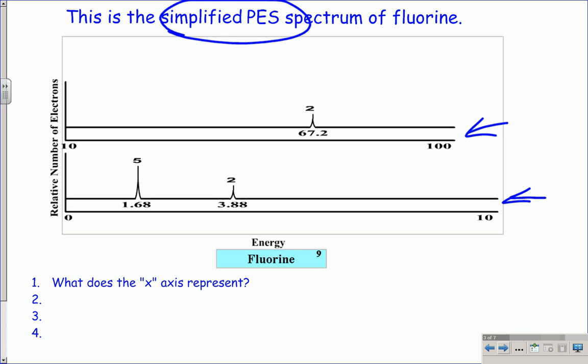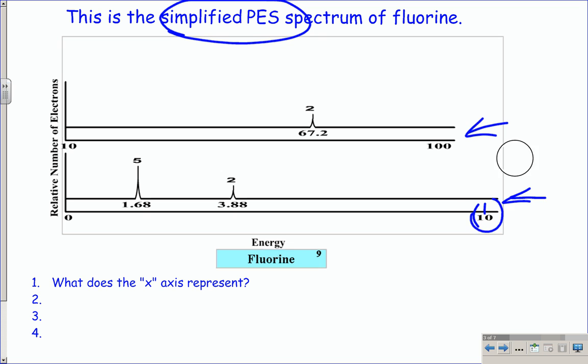Now we do that because if we were to graph this on one line, I mean, take a look at our relative numbers here. 1.68, 3.88. We want to see some differentiation between those two. And then next we have to graph 67.2. Well, our graph stops at 10 here. 67.2 would be way off scale. And if we tried to put it on scale, that would cause these two to scrunch together, and it would be very hard to see sometimes the difference between them.